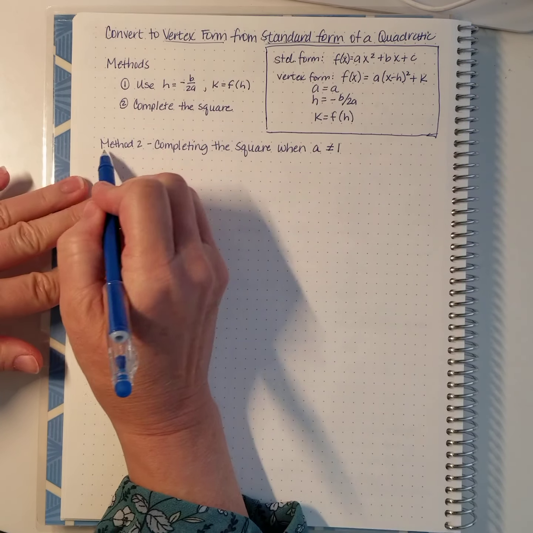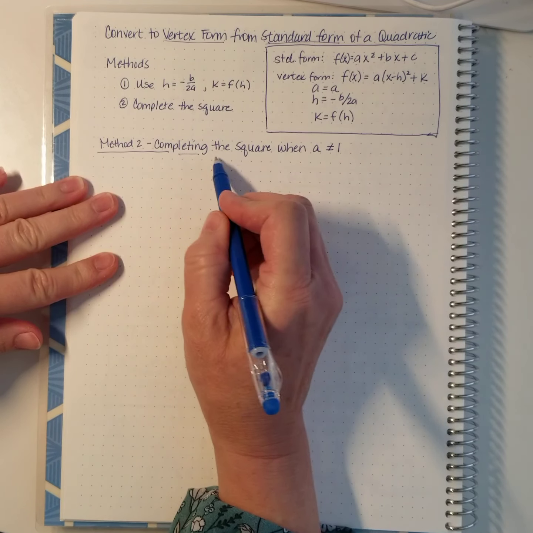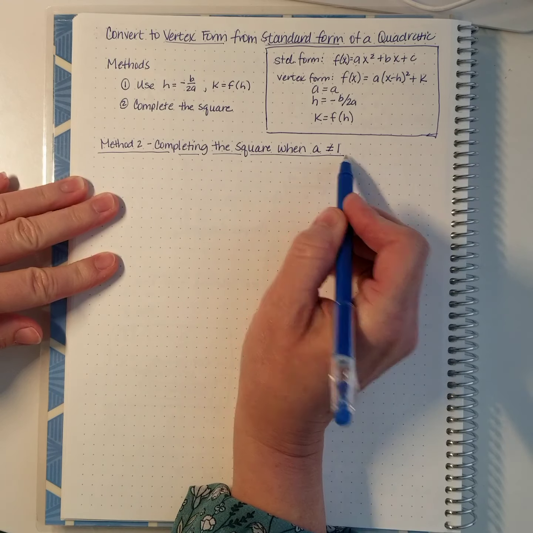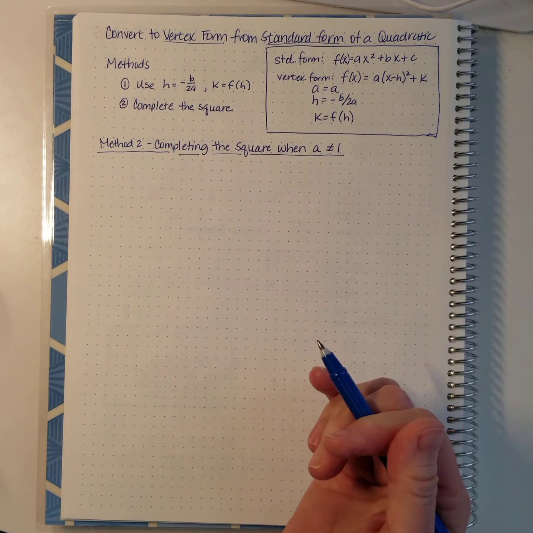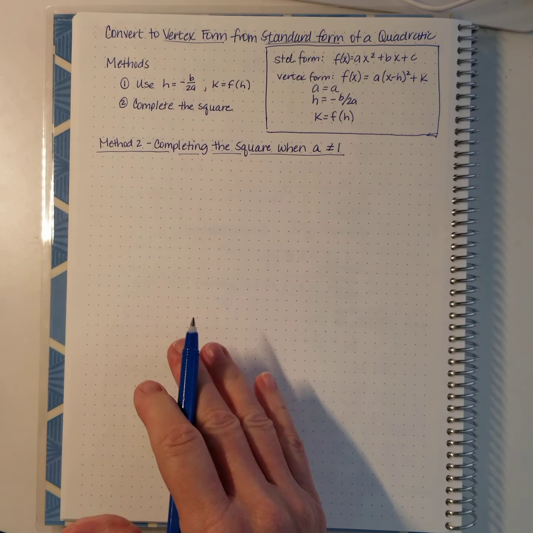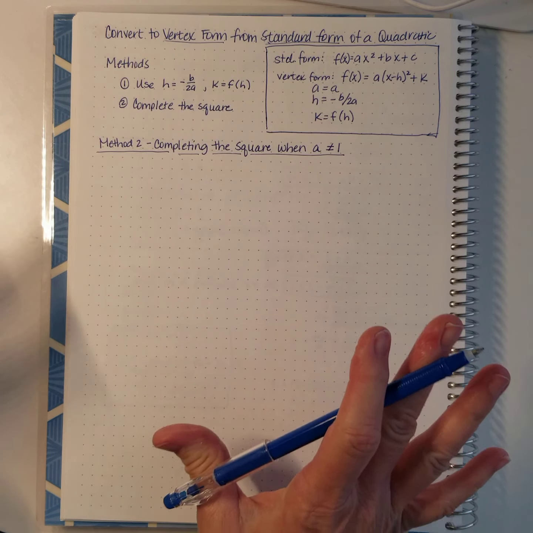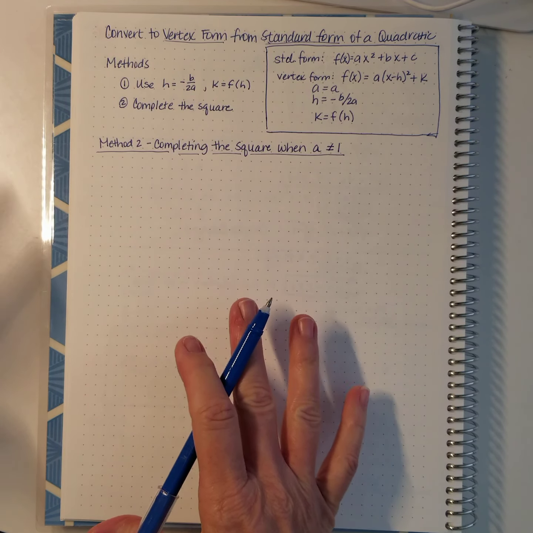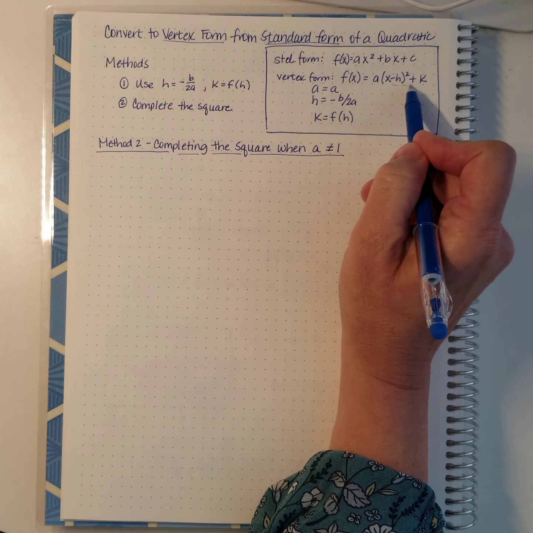And so we're going to show in this video how to complete the square when a does not equal 1, but we're going to preserve a. Unlike the last video, where we divided it away, now we want to preserve a by factoring so that we end up with vertex form.